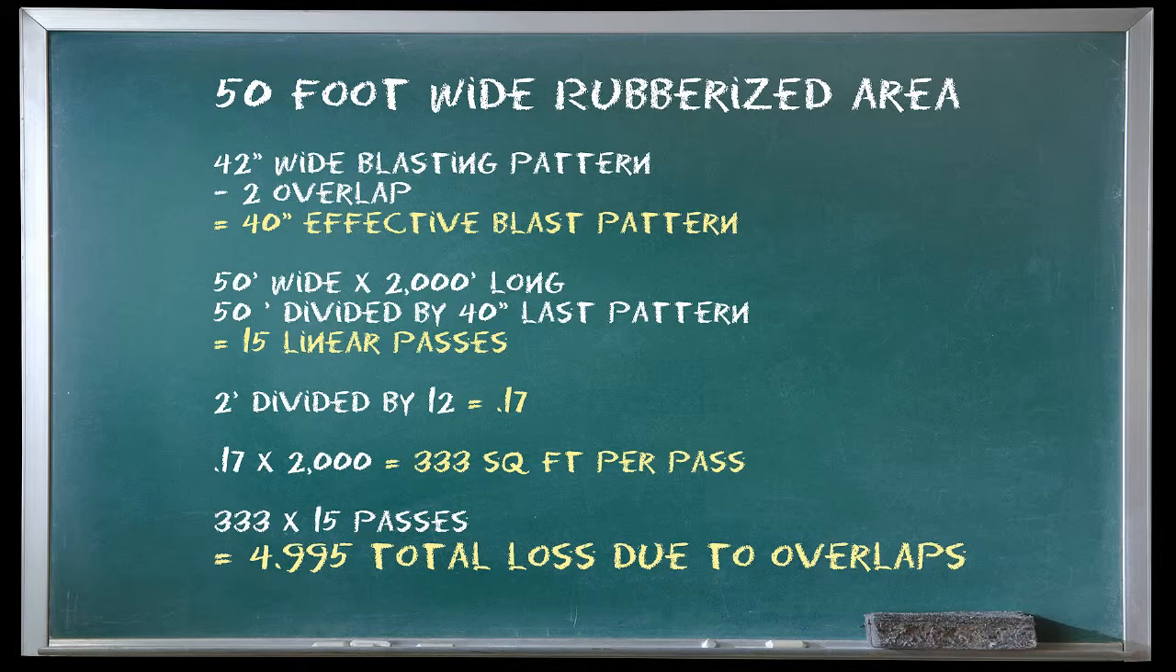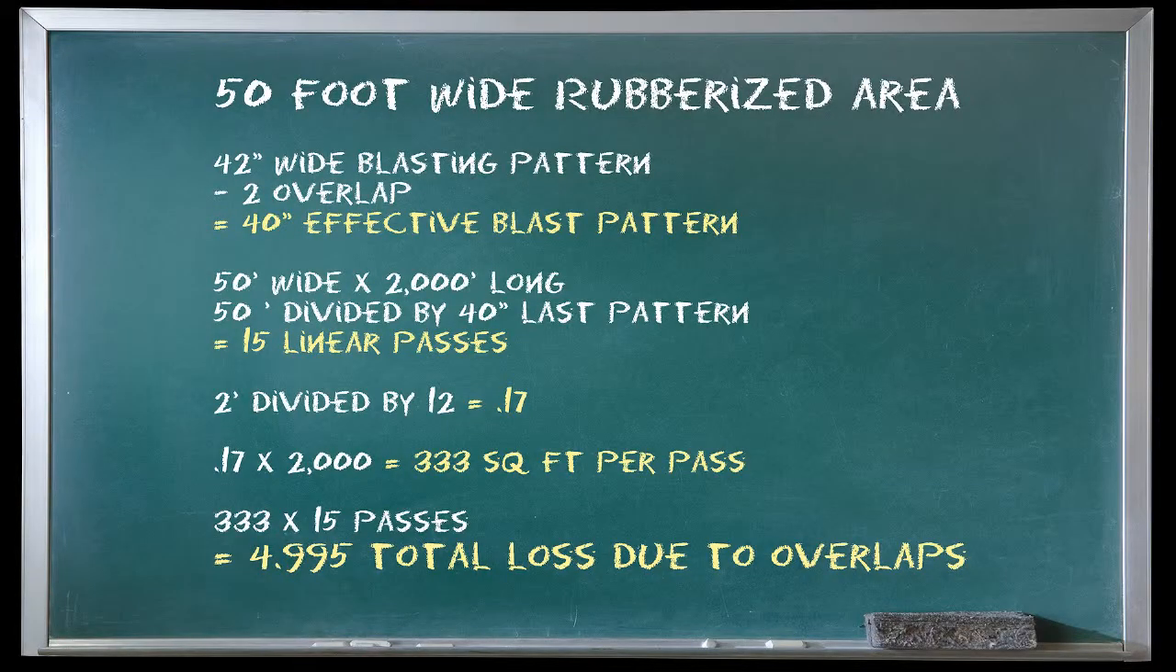Now note that in the water blasting technology's linear way of thinking, the blasting heads never travel in a lateral direction, thus completely eliminating any lateral overlaps. Assuming a 50-foot wide rubberized area and 2,000 feet long rubberized area, and assuming a 40-inch wide blasting pattern, 15 linear passes are necessary down the runway to clean the rubberized area with the linear technology.